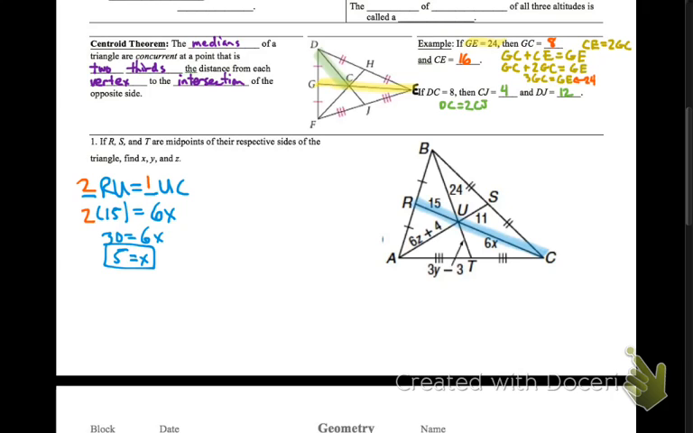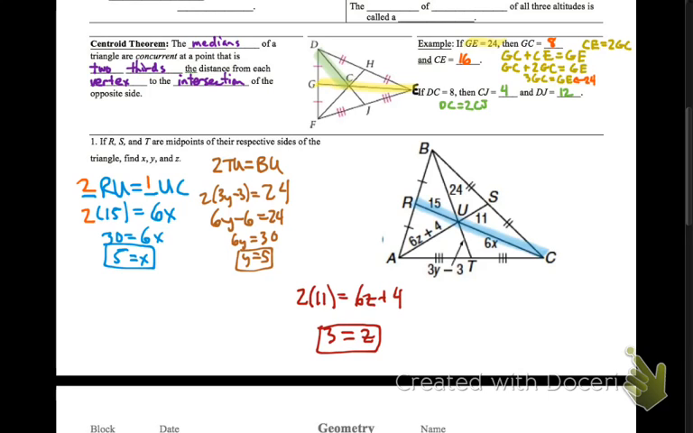Go ahead, use that model and see if you can solve for y and z. Pause the video. Did you say that 2 RUs would equal UC? I hope that you did. And that leads you to y equaling 5. That is what y equals. For z, this is what you should have ended up with.